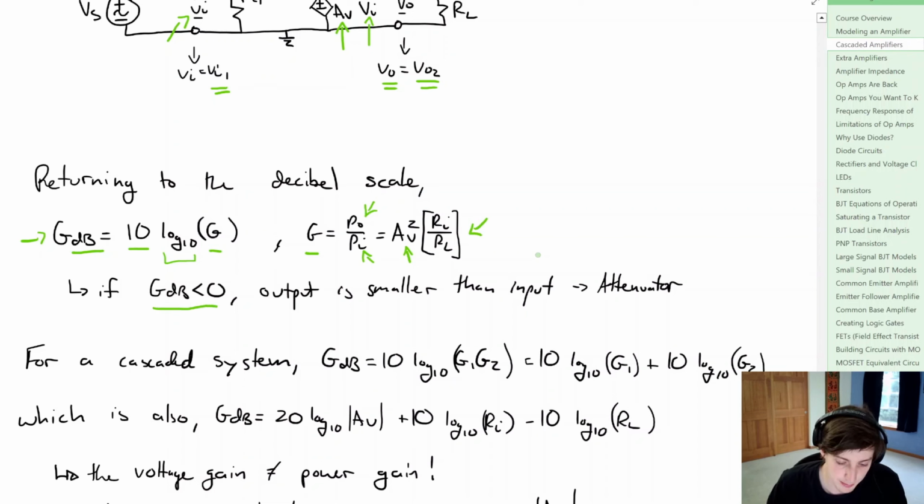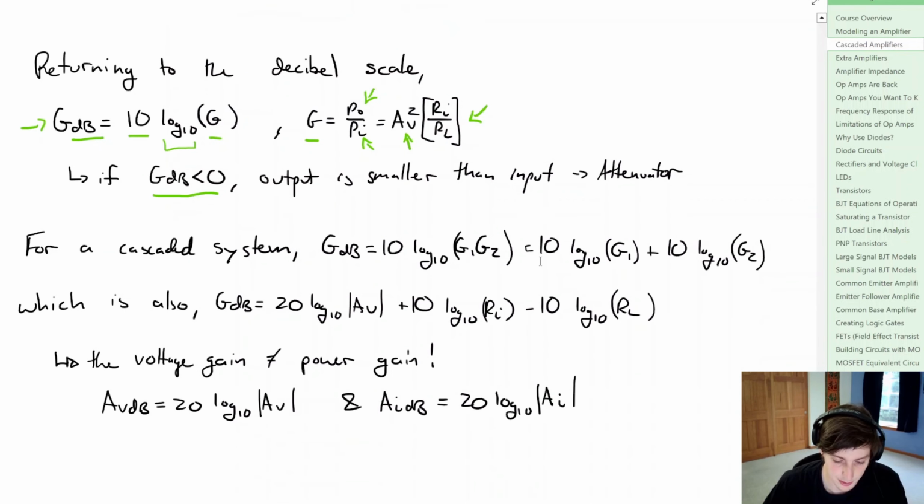Now if GdB is less than 0, the output is smaller than the input, which isn't really what you want to have for an amplifier, but this is actually an attenuator. But we're not going to talk about that too much in this course because it's introductory. We'll get to it in a later course.